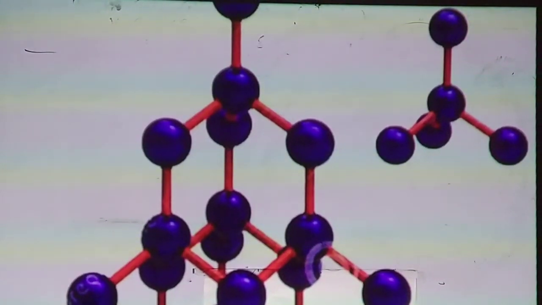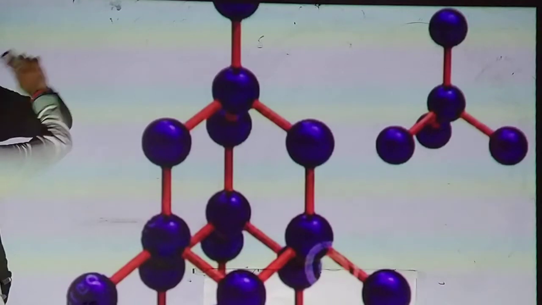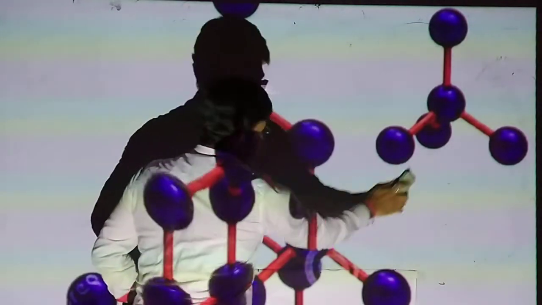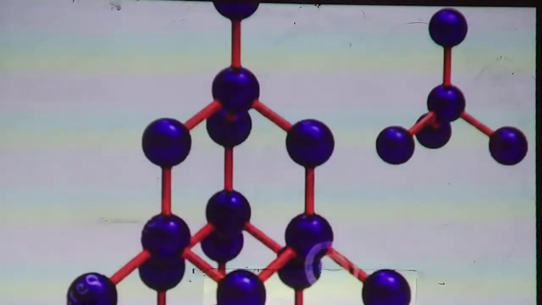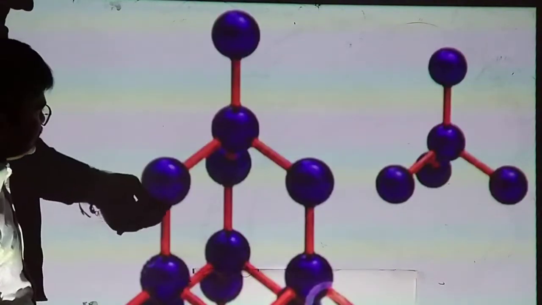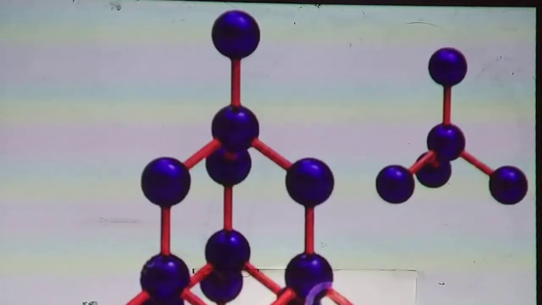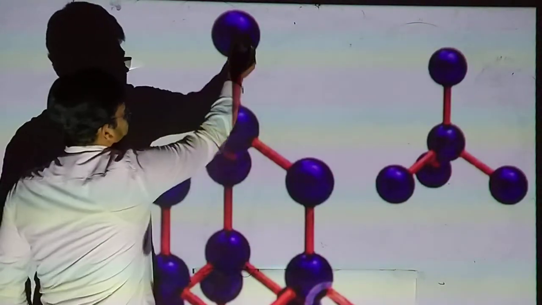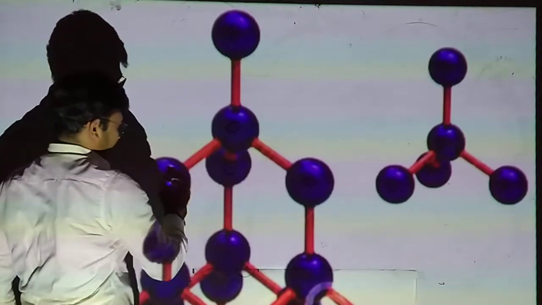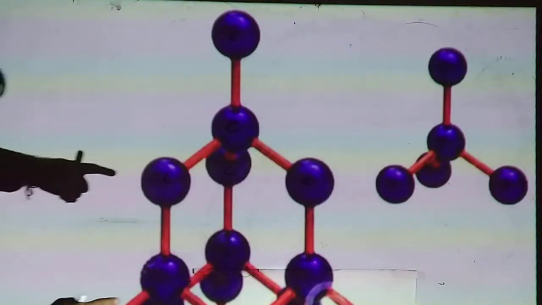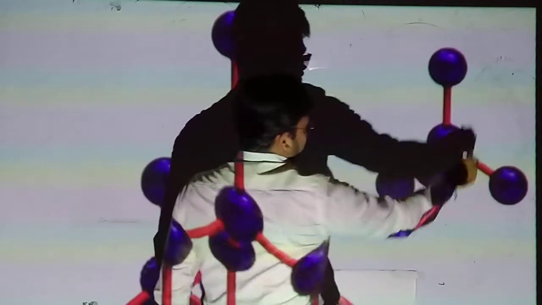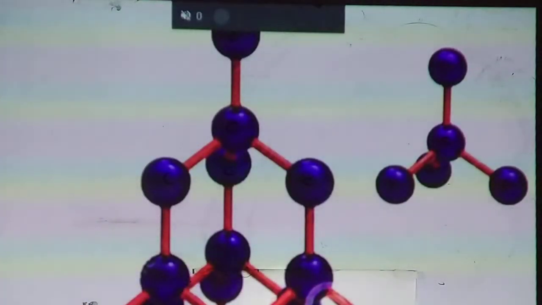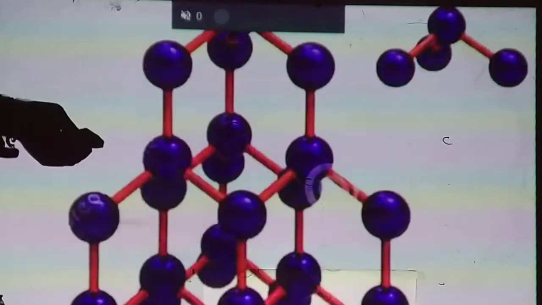Dear student, before starting our chapter, we are watching here some animated diagrams of solid state. So this one is the crystal structure of diamond. Here one carbon is connected with another 4 carbon tetrahedrally, and this arrangement repeats again and again in the structure.